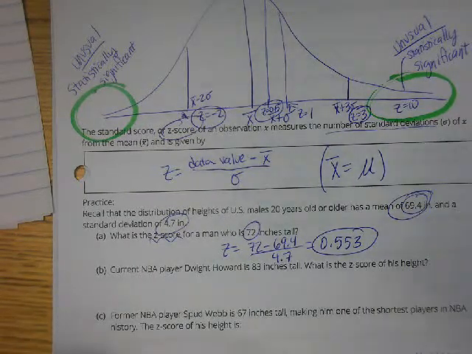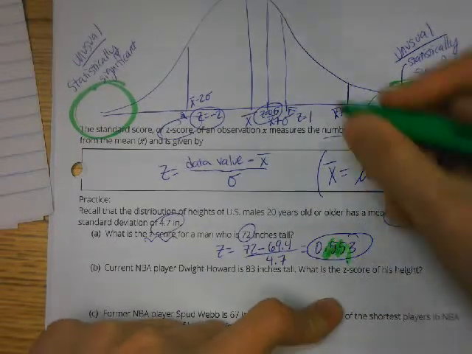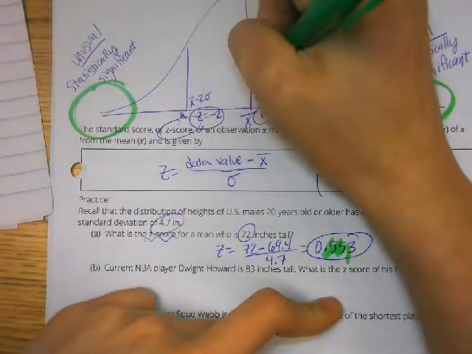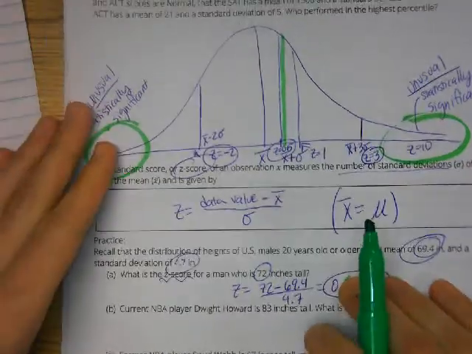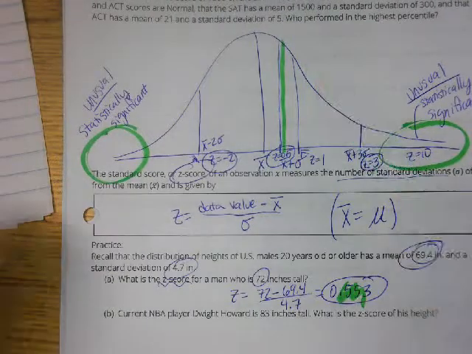So this person, 0.553, is about right in here. Okay? They're less than 1 standard deviation away from the mean. They're pretty close to the mean.